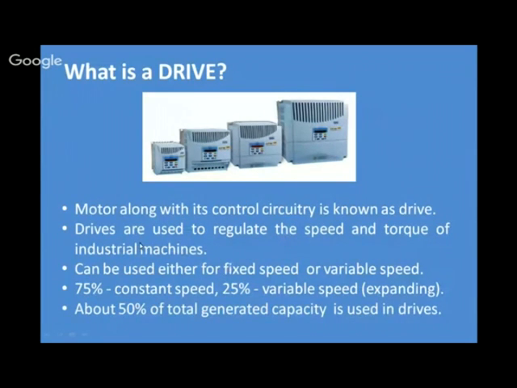So basically, what is a drive? A drive consists of a motor as well as the control circuitry which is used to start, stop, as well as control the speed as well as the torque of the motor as per the required conditions. So different types of drives are there. We can have a fixed speed drive as well as a variable speed drive. Depending on the application, we have different types of drives for different types of motors.